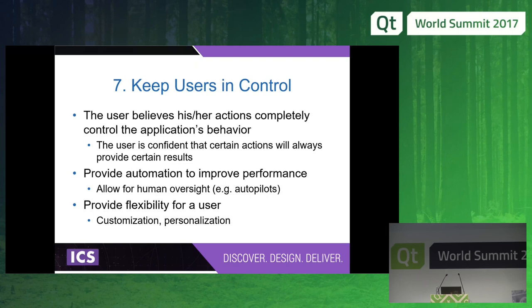If the user understands that their actions will produce something the same every time, it makes their life easier. Provide automation when you can. Things like autopilots for very repetitive actions are good, as long as the end user knows they can jump in if something's going to happen that they need to care about. This will be particularly important in the age of self-driving cars.